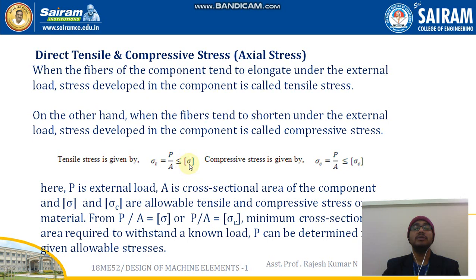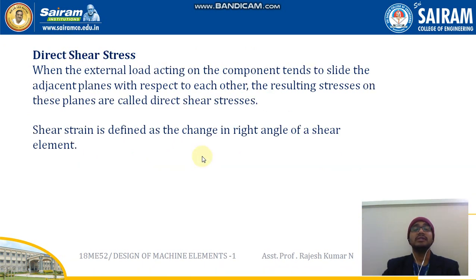This is the allowable stress, the permissible stress, or the design stress, which means that it is determined by considering the factor of safety. And sigma C is either tensile stress or compressive stress. So from the formula P by A equal to sigma T or P by A equal to sigma C, the minimum cross sectional area required to withstand a known load P can be determined for the following allowable stresses.